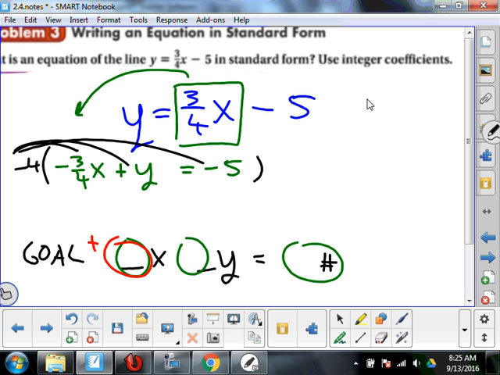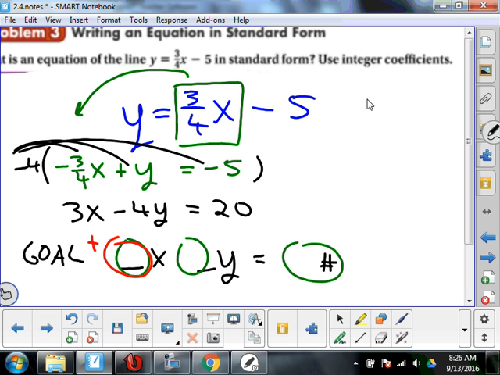Okay. So what's my first term going to be? I'm going to have 12/4, which reduces down to 3. So my first term is 3x. Now I'm taking y and multiplying y by negative 4. What's that going to give me? Minus 4y. And then negative 4 times negative 5 is going to give me 20. 3, 4, and 20 are all relatively prime. A is positive. All coefficients are integers. Whoop. There it is. How do we feel? Got him?